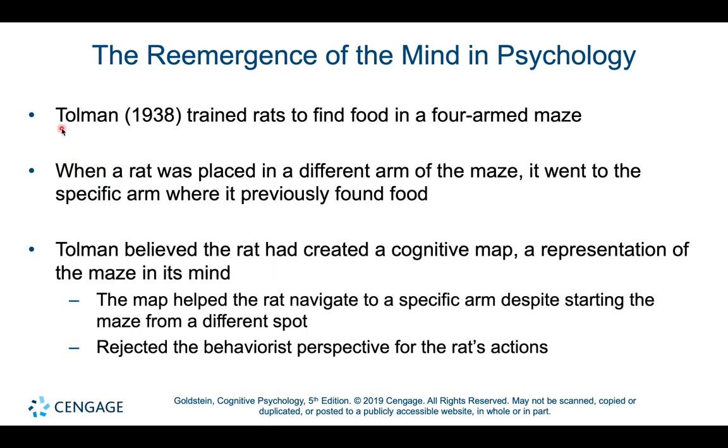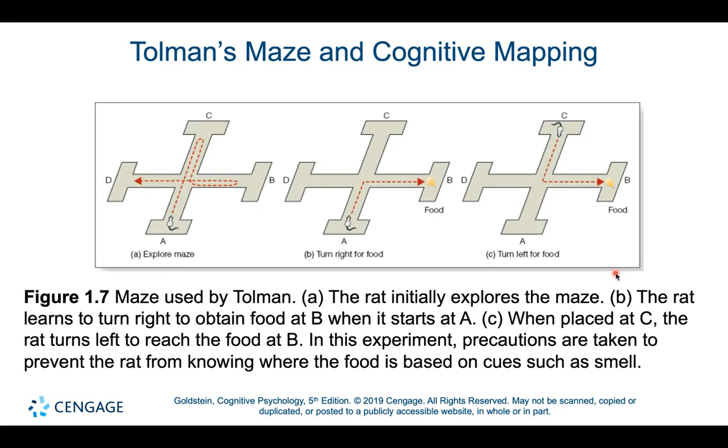And so what Tolman said is, this has to mean that the mind is good for something, right? The mind is not just a black box. Something really important is happening in here. They are representing space, right? Physical space of the maze in their mind and using it, deploying it in a functional way.